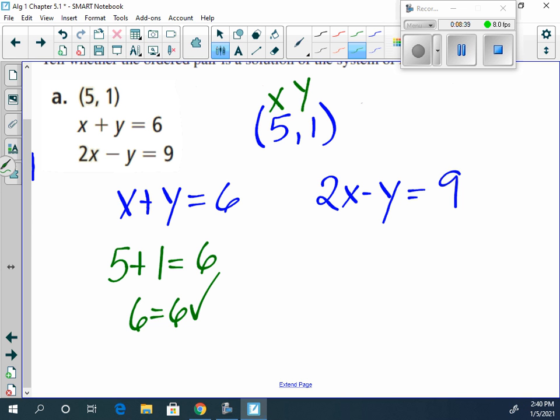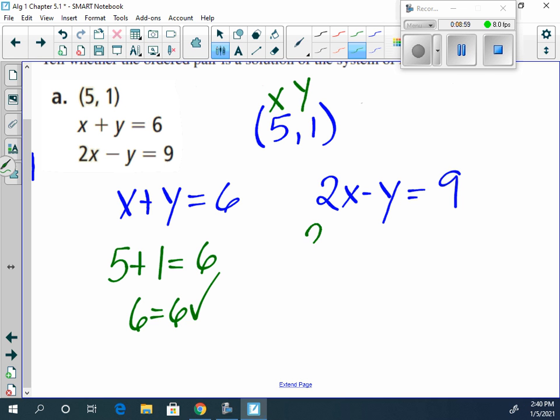So if we plugged it into the first equation, it worked here. But if it didn't give me 6 equals 6, do I need to check the other equation? Well, no. As soon as it doesn't work for one of them, we know it's not a solution because it has to work for both. If it doesn't work for one, it's not a solution. So let's check the other one.